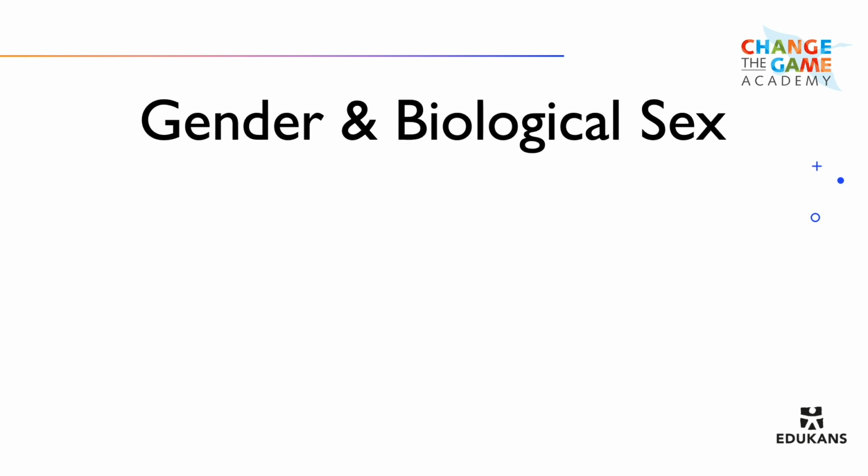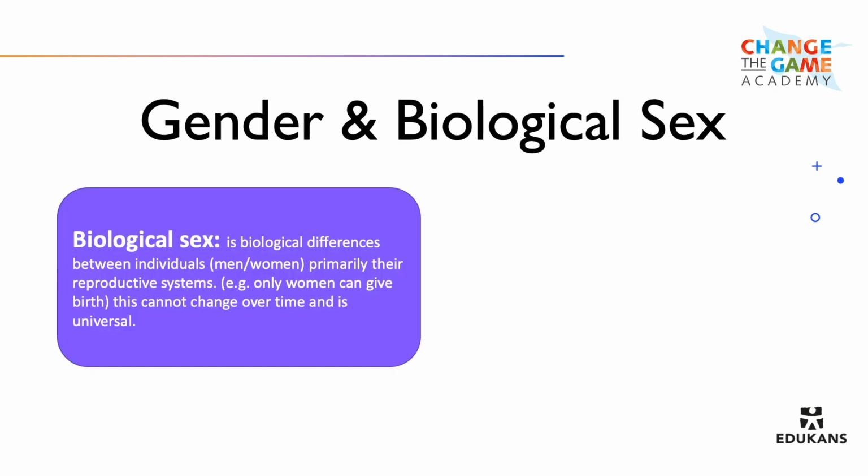The definition of biological sex is biological differences between individuals, men and women, primarily their reproductive systems. For example, only women can give birth. This cannot change over time and is universal.